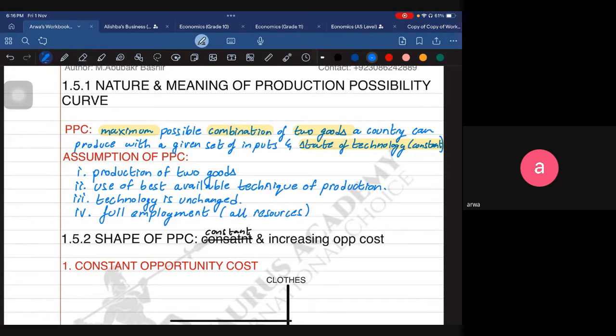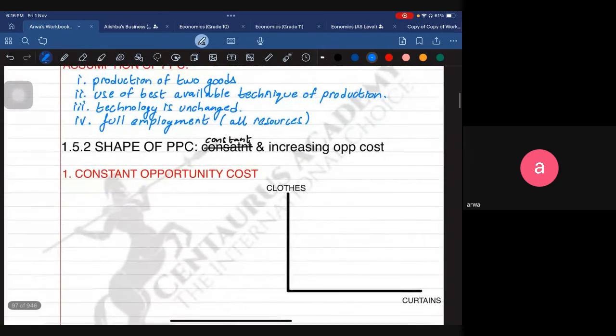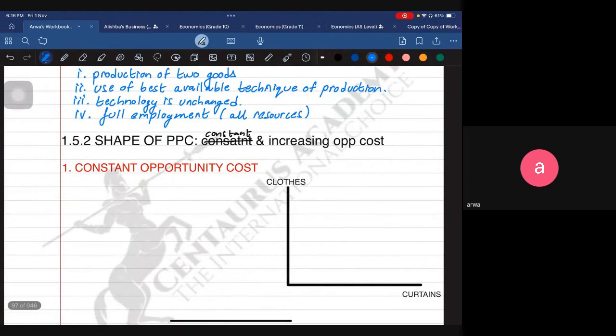So the thing that you were talking about, let's just start talking about it and what's the difference there. Okay, constant opportunity cost. Constant opportunity cost is where factors of production are equally well suited to produce both goods.